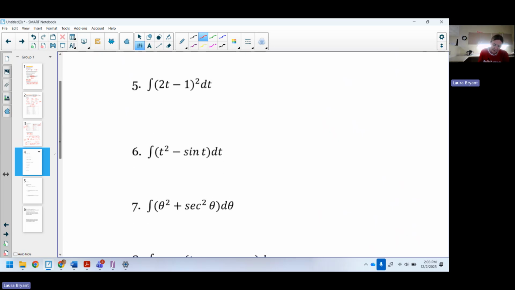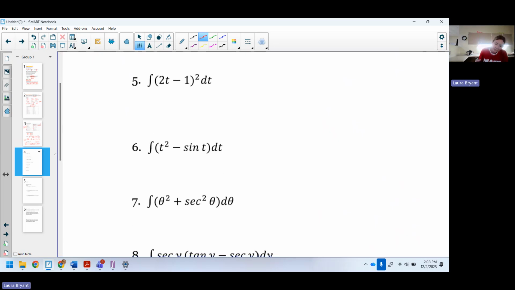Okay, fifth example looks like a chain rule. We do not currently have an integral rule for chain rule. So instead, I'm going to have to multiply this out. Oh, oops, it said t. Okay, so 2t minus 1 times 2t minus 1. If I multiply that out, it's 4t squared minus 4t plus 1.